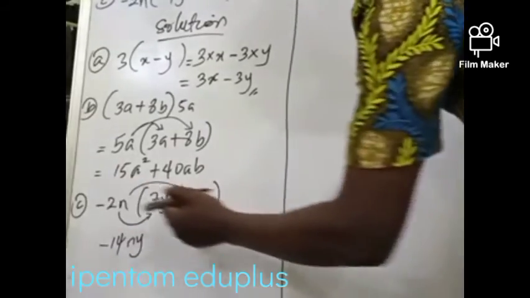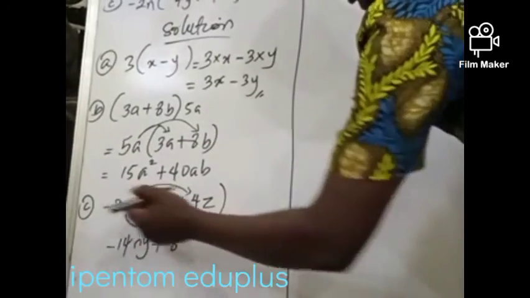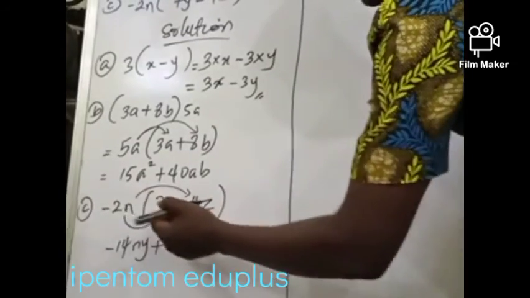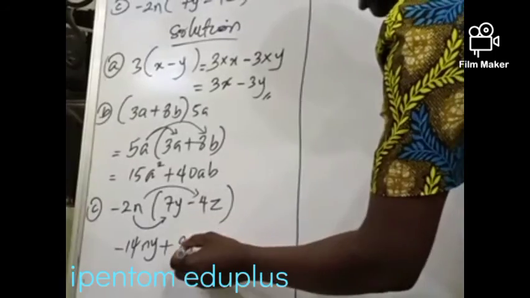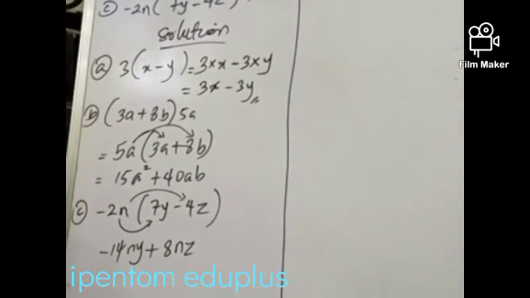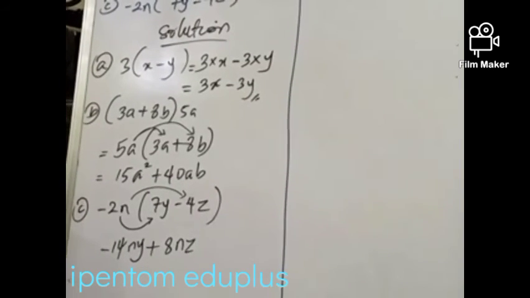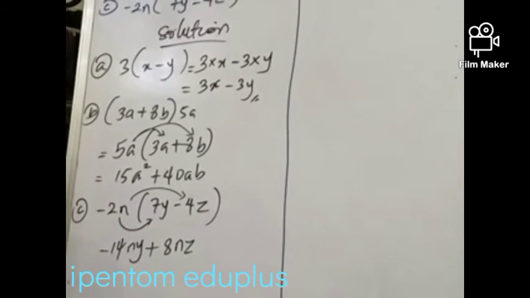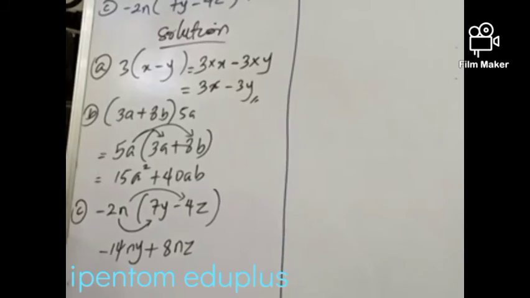Minus 2 times minus 4z. So minus 2 times minus 4 will give me plus 8, because minus times minus is plus. Then n times z will give me nz. So I believe that is clear. The summary of what you have done so far is that when you are removing bracket, use whatever you have outside the bracket to multiply the items inside the bracket.